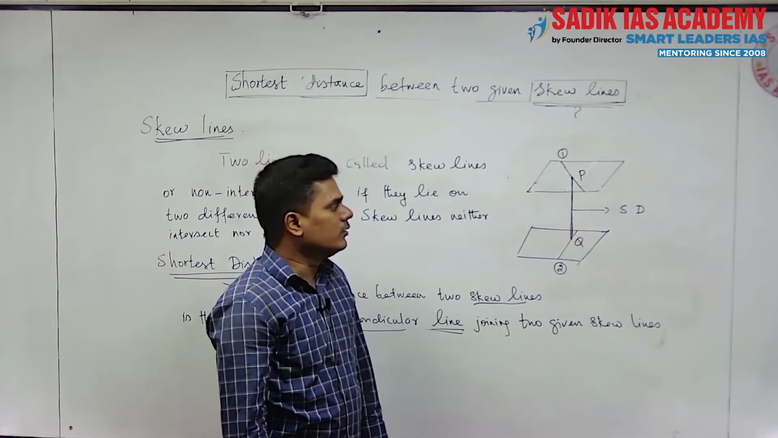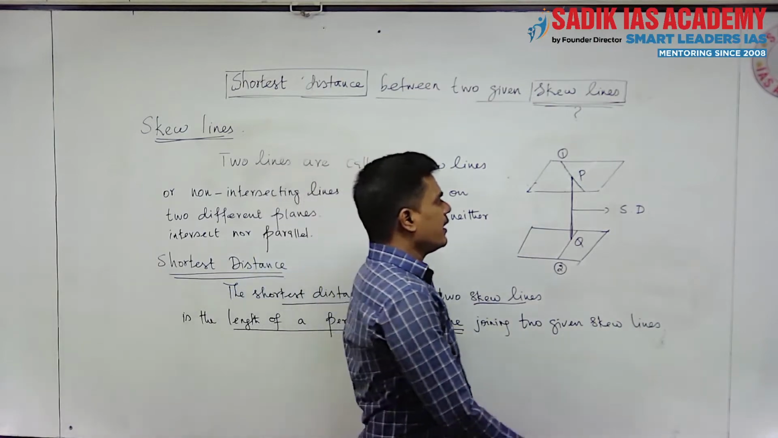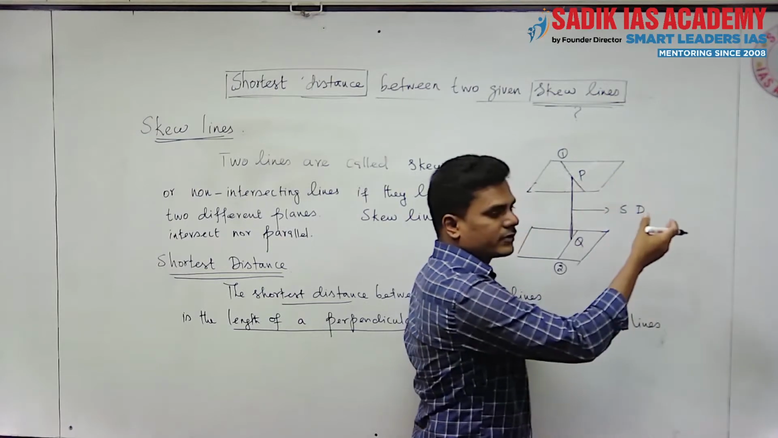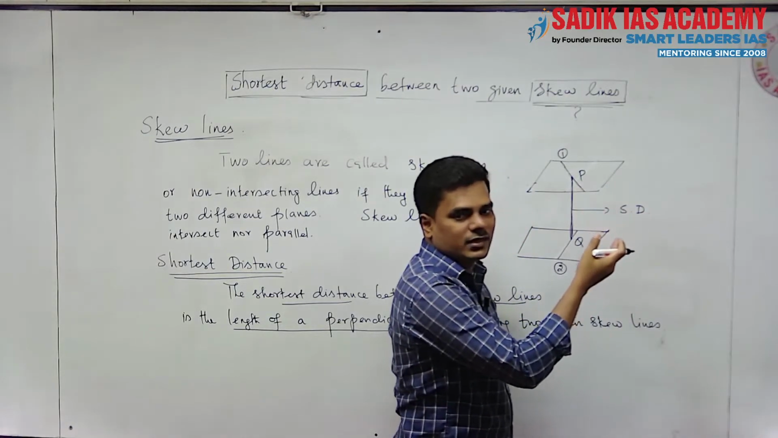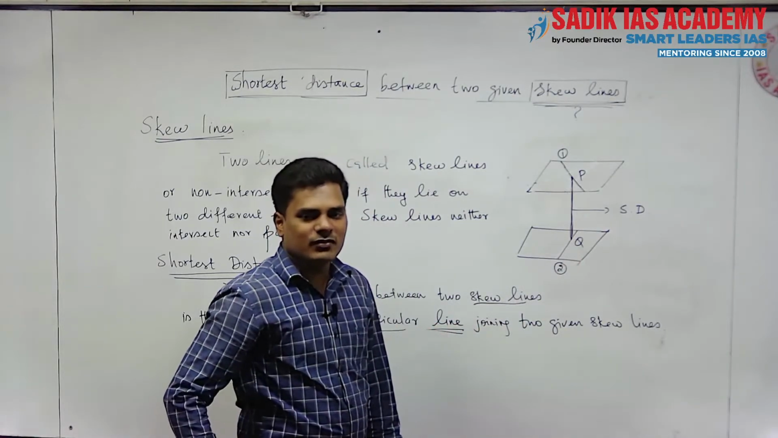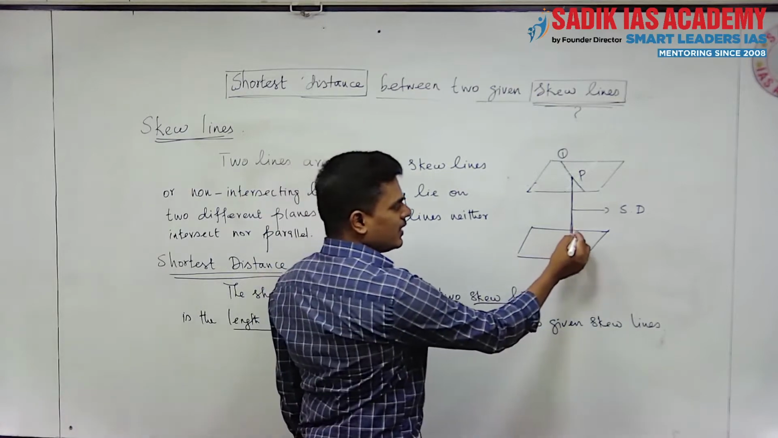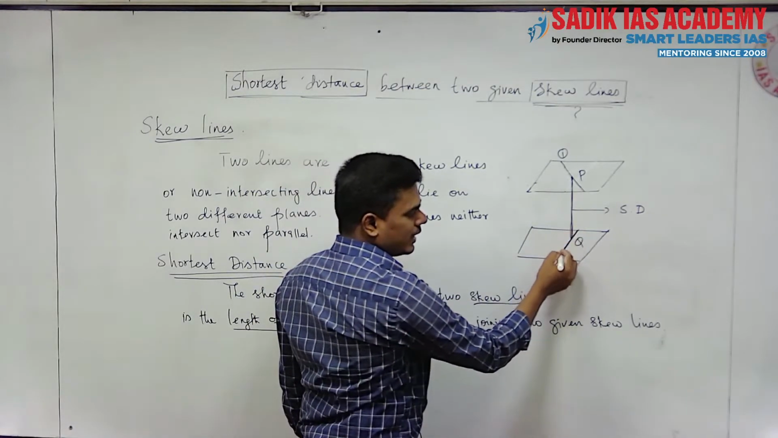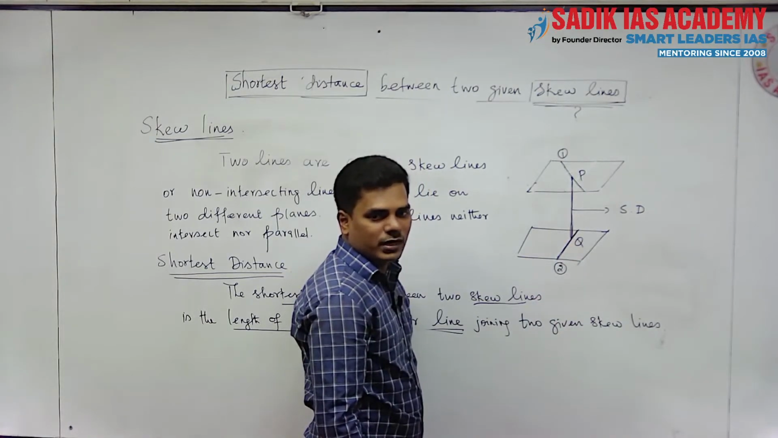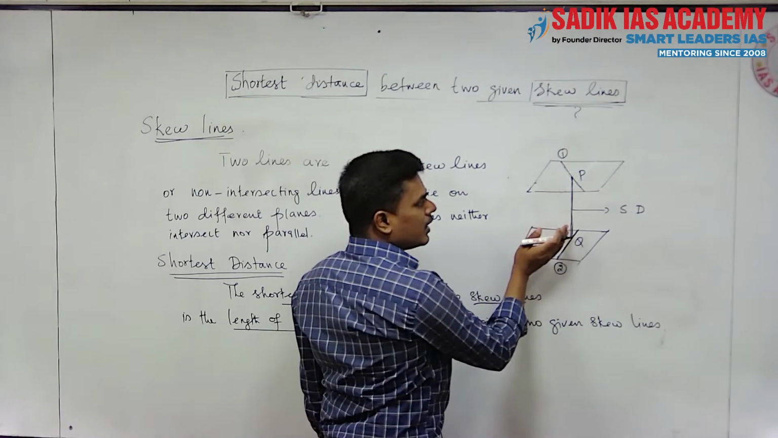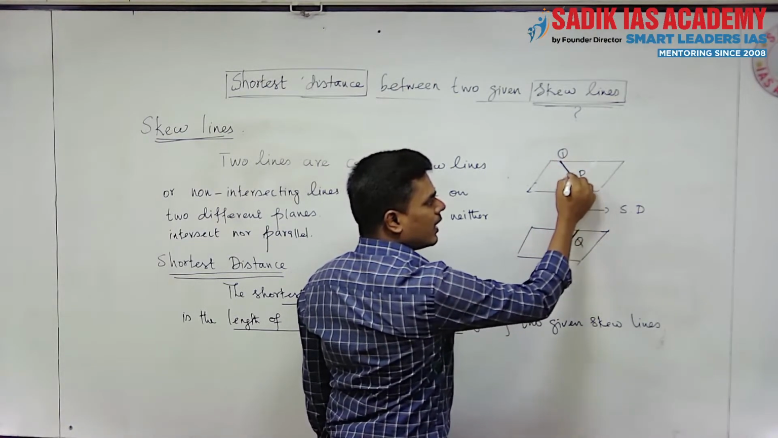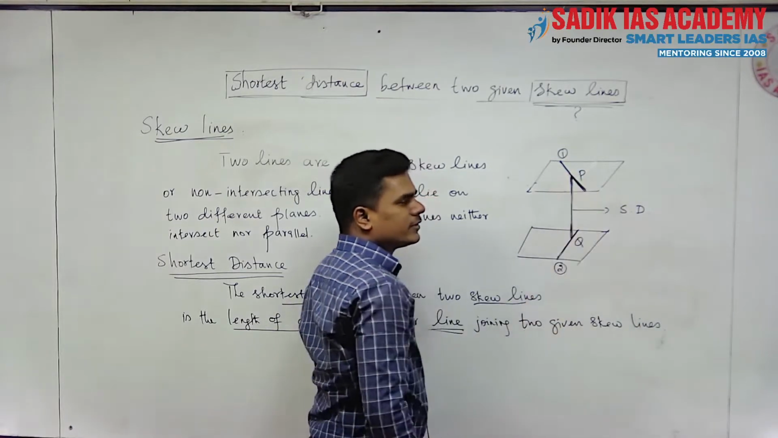Now, I am going to next discuss the equation. For the equation we will be using the same concept, the intersection of two planes. One plane is passing through this line, containing this line of shortest distance. Another plane is also passing through this line, having this line of shortest distance.